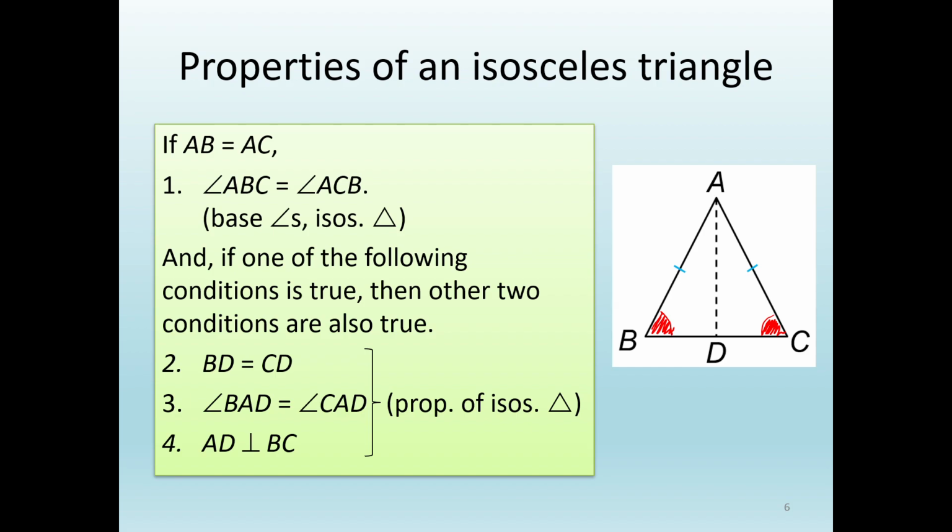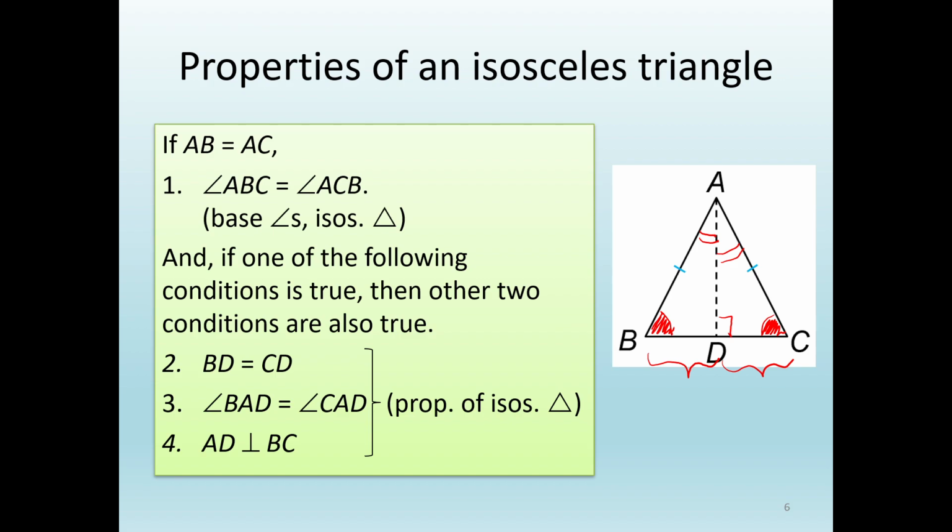Point 2. If BD equals CD, then angle BAD equals angle CAD. So that means the angle on the top lies on the axis of symmetry. And then point 4, AD is perpendicular to BC. That means we can draw a right angle in between AD and BC.